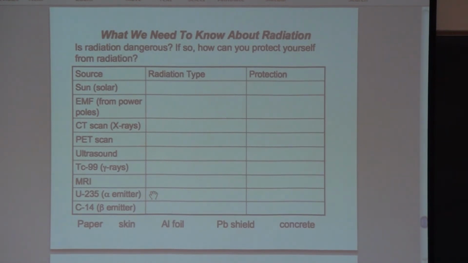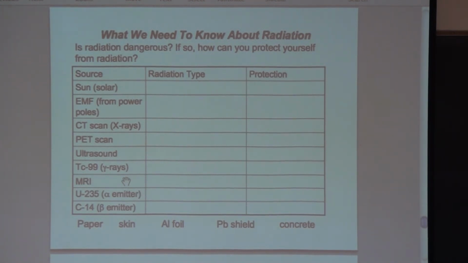Alpha particles, for example from U-235: what is needed to protect yourself from an alpha particle? Although alpha particles have the highest RBE, alpha particles are stopped by the skin. So it doesn't take much to stop alpha particles. The problem is if you ingest or inhale something which is an alpha emitter, it gets into your lungs. We'll talk about that next week.